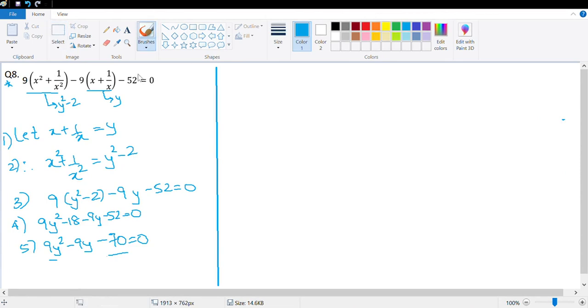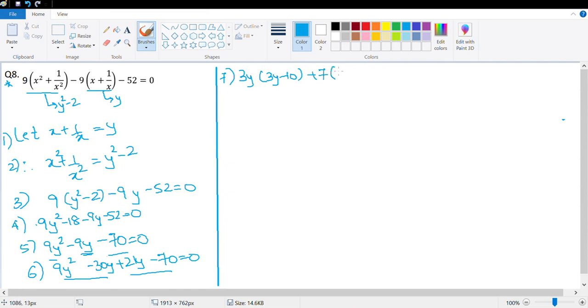So let's look at this now. This is 9y squared minus 30y plus 21y minus 70 is equal to 0. All I have done is split negative 9 as negative 30 plus 21. Let's group it the way I have underlined. Common between 9 and 30 is 3, so 3y times 3y minus 10. Common between 21 and 70 is 7, so plus 7 times 3y minus 10 is equal to 0.